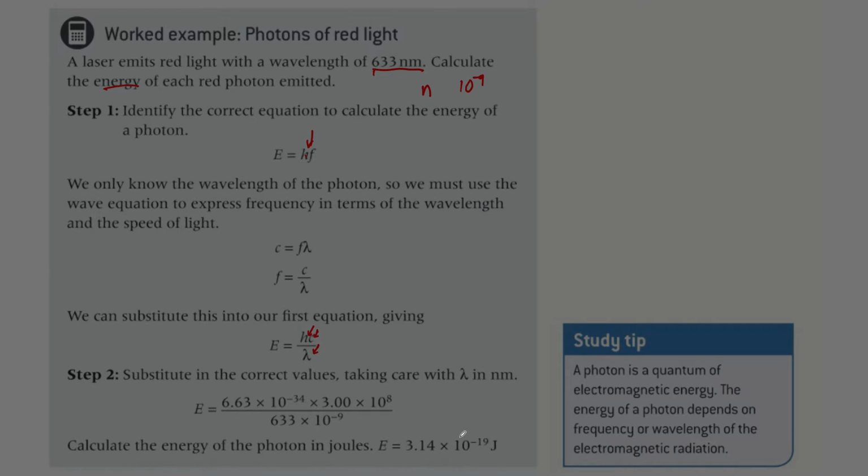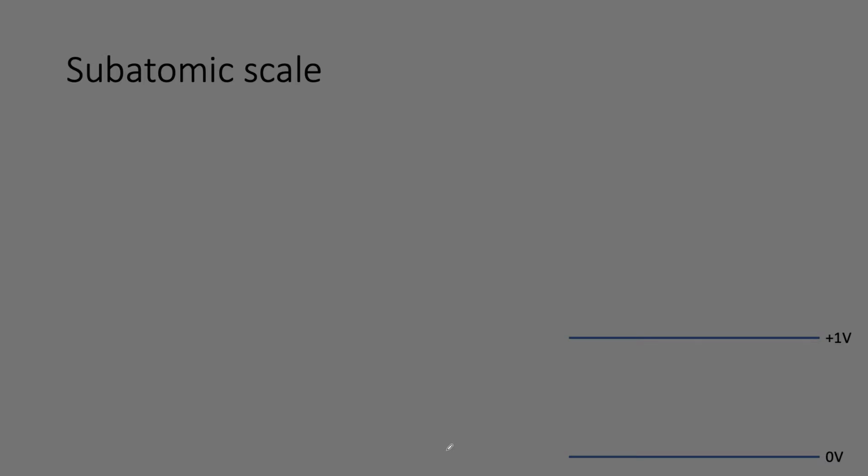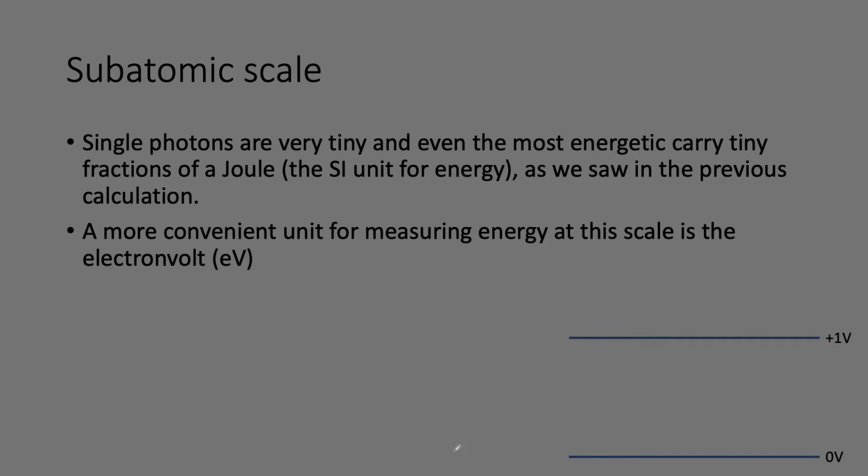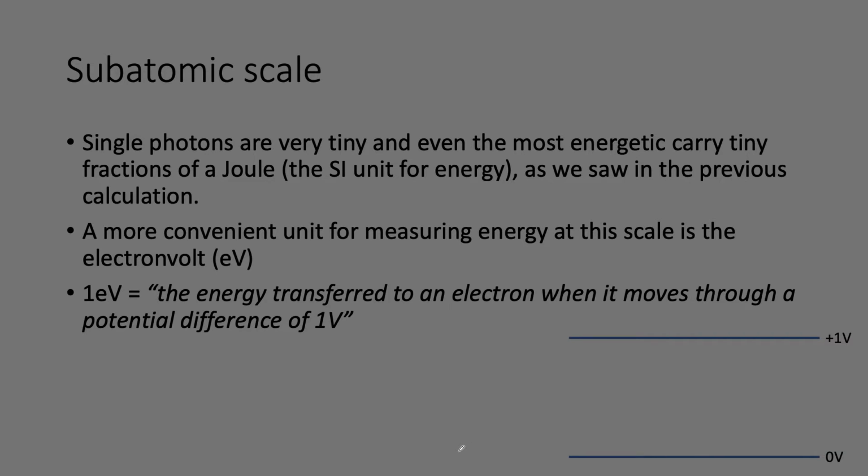And in fact, we need perhaps a different way of talking about the energy when we're at this scale. Joules are not terribly useful because we're talking about a tiny number of joules here. So let's think about things at a subatomic scale, and we want something that is a bit more convenient. The unit that we end up with is something called the electron volt. And the electron volt is the amount of energy transferred to an electron when it moves through a potential difference of 1 volt.